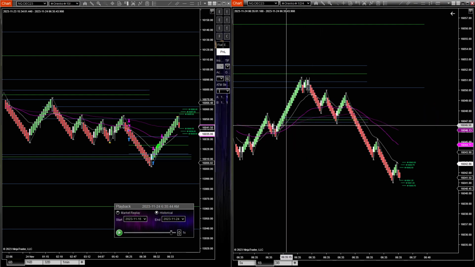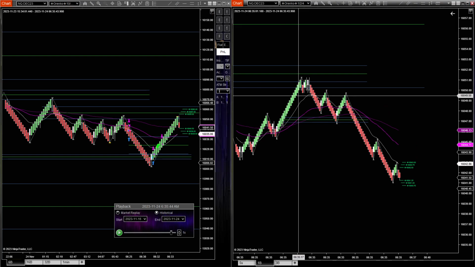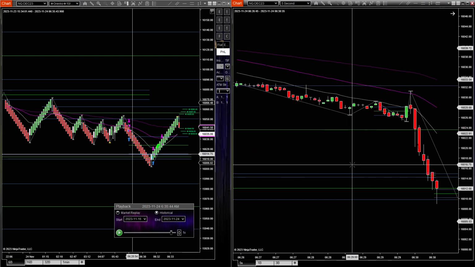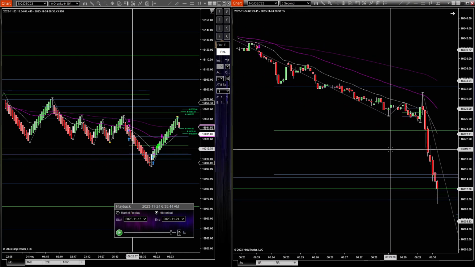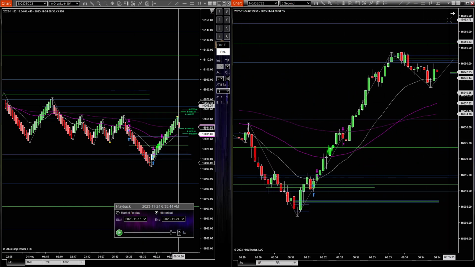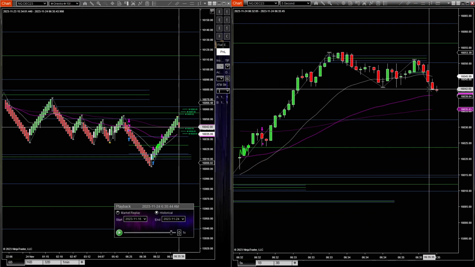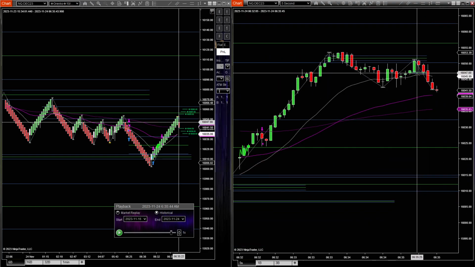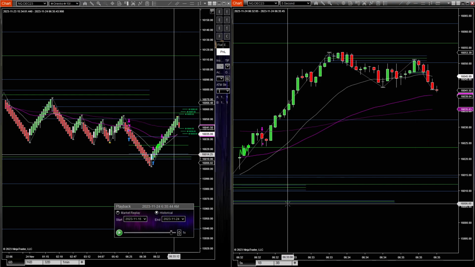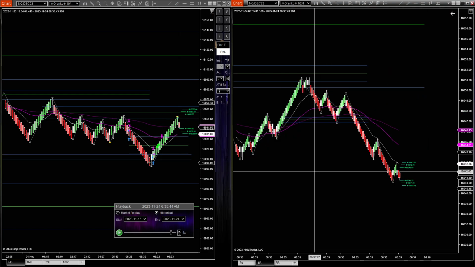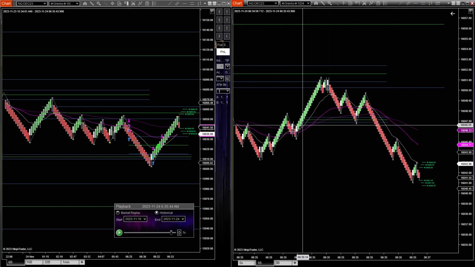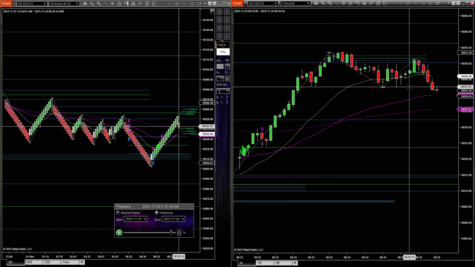This is the first pullback. I don't know if we look on the 5 second. No, there's not really. There's no shift on the 5 second, unless you consider break of this open. But opens are like low at 15, 14.